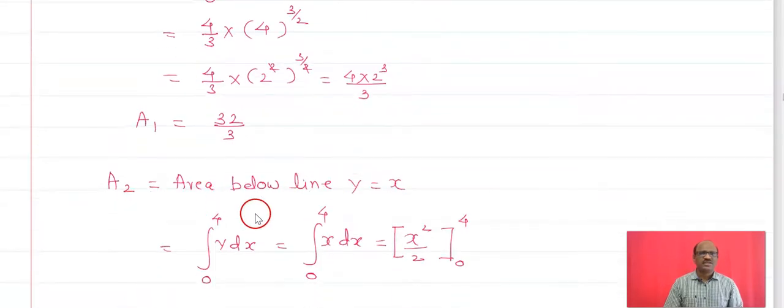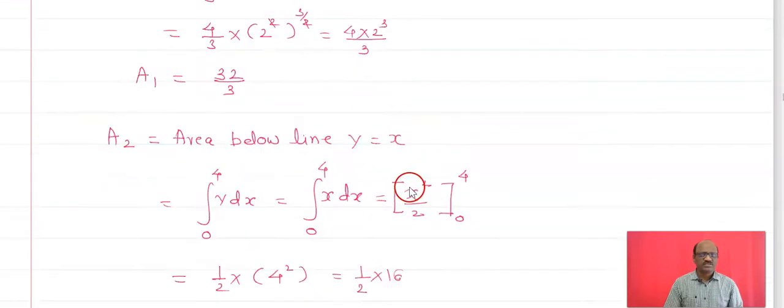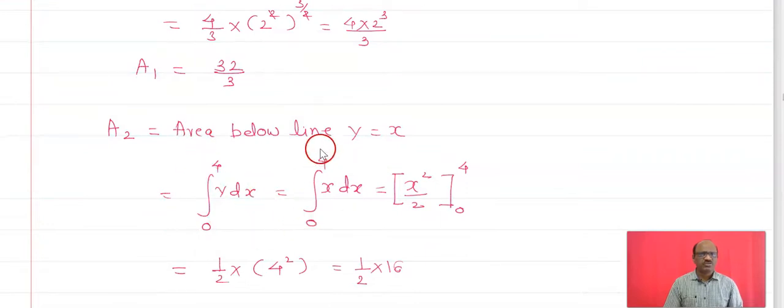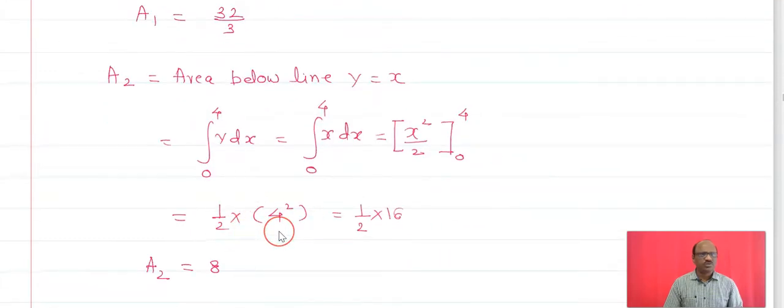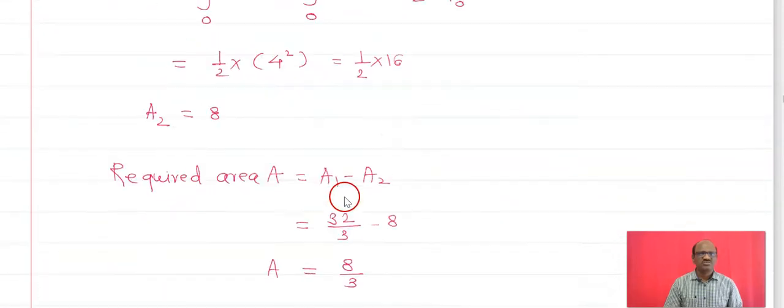Now the next, A2, is the area below the line y is equals to x. Integral 0 to 4 of y dx, that is 0 to 4 of x dx. What's the integral of x? X square upon 2, from 0 to 4. That is 1 by 2, 4 squared. 4 squared means what? 16. That is 1 upon 2 into 16. That is, A2 is equals to 8.